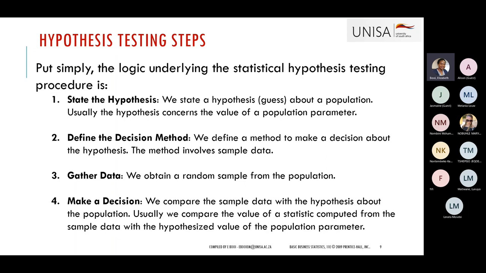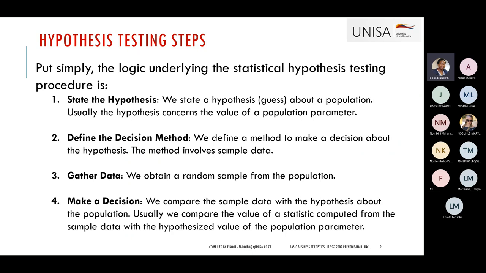We call this the critical area, or the area of rejection, or the area where you're going to make a decision based on that. And we define this method to make a decision about the hypothesis by using either the critical value or by using the p-value. So you can define it by using the p-value, which is the probability value, or by using the critical value. And we will look at examples to make it easier to understand.